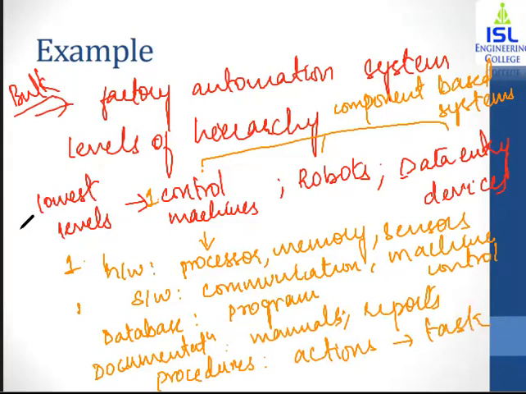So this is the lowest level of hierarchy, the different component based systems, and within the component based systems, what are the different components that are used within the control machines that is identified in here.